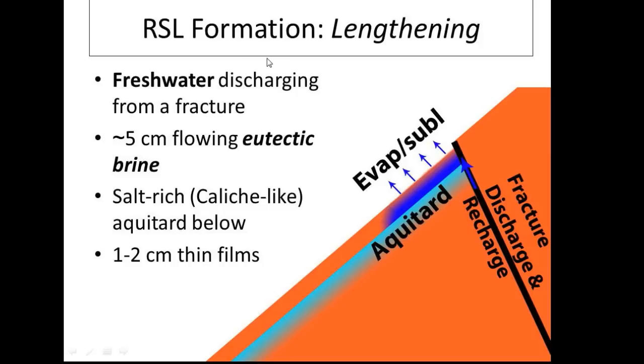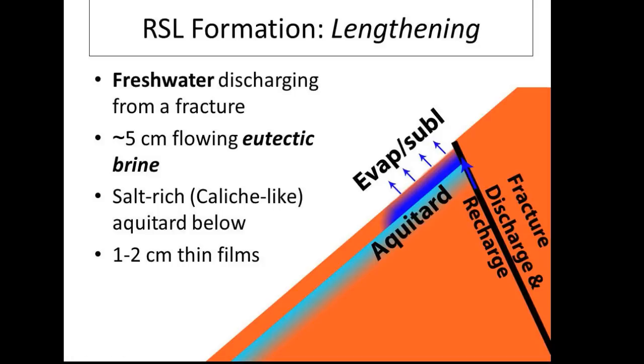So what's causing these? What's the formation mechanism behind this? We actually think these are forming from fractures. We're getting discharge from a fracture and also our recharge there. We think this is fresh water that's discharging, but then it's immediately dissolving salt that's been trapped in the regolith.